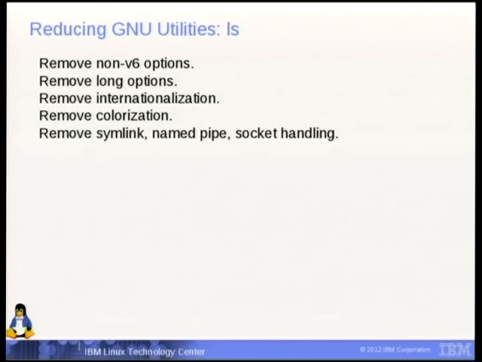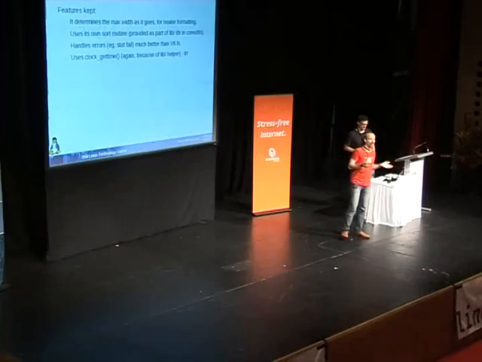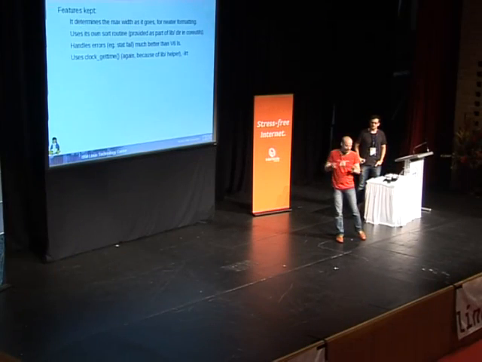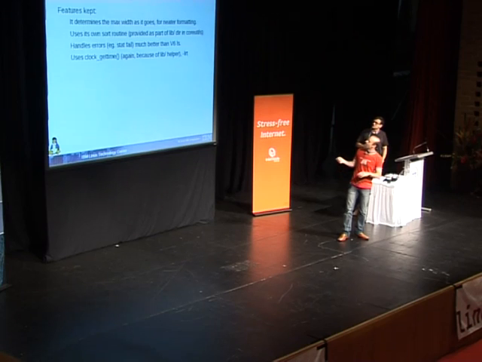LS was a bit harder. We remove all the non-V6 options, we remove all the long options, we remove colorization, we remove internationalization, symlink, socket handling, blah, blah, blah, blah. I kept that as it goes through the LS, it figures out what width all the columns should be. Now I kept that because it is a consequence of the fact that our systems are so large that we need to do that. It used to be that one of the columns could be a bit distorted because you could have a long size in there. But now it could be a multi-terabyte file and everything will really be distorted. So I left that logic in there.